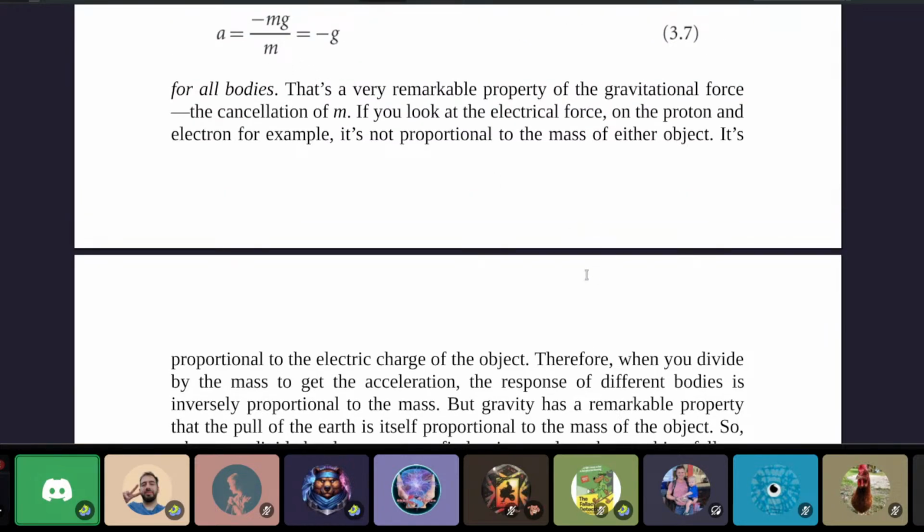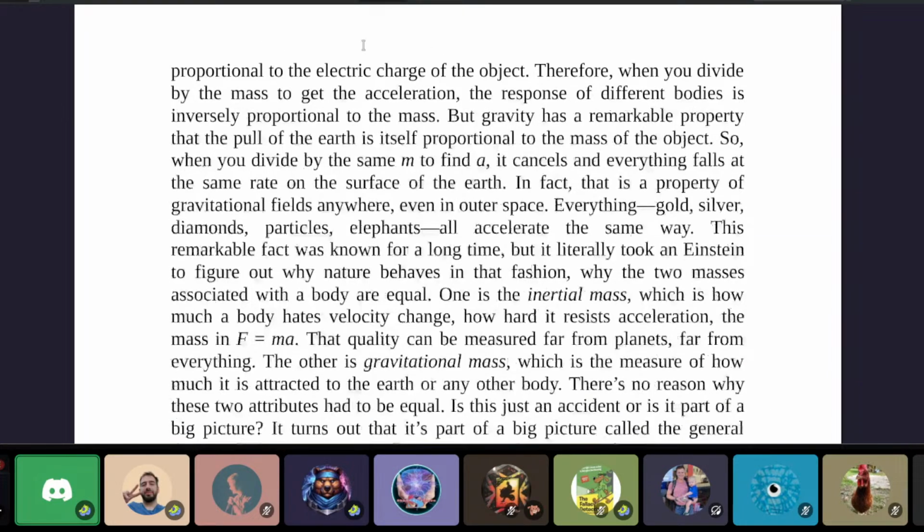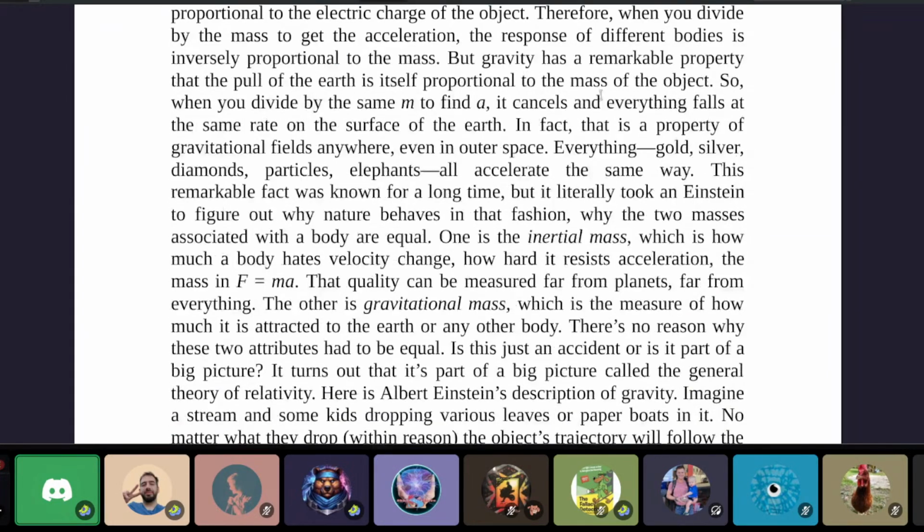If you look at the electrical force on the proton and electron, for example, it's not proportional to the mass of either object. It's proportional to the electric charge of the object. Therefore, when you divide by the mass to get the acceleration, the response of different bodies is inversely proportional to the mass. Gravity has a remarkable property that the pull of the Earth is itself proportional to the mass of the object. So when you divide by the same m to find A, it cancels and everything falls at the same rate on the surface of the Earth.